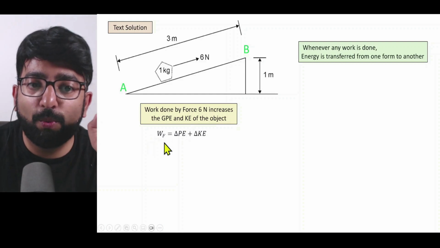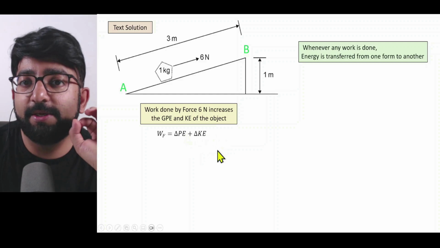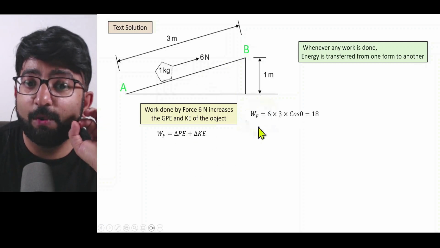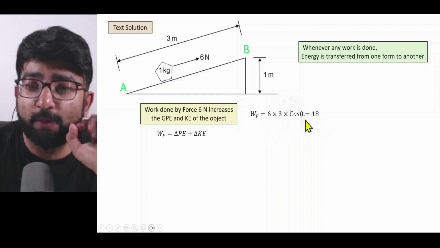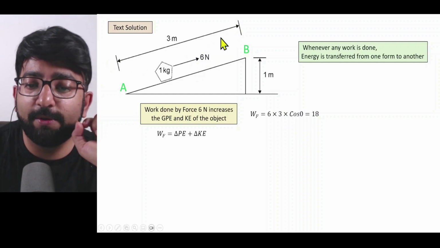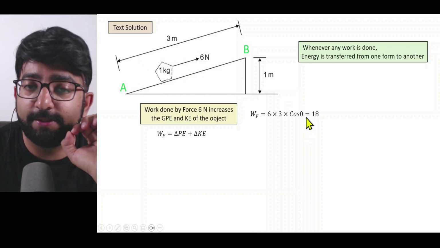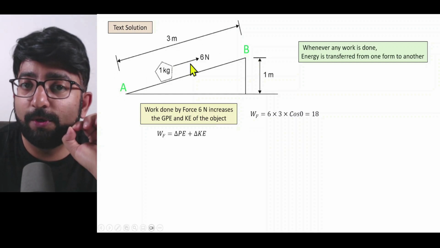And the expression becomes: the work done by the force will be equal to the change in potential energy plus the change in kinetic energy. Now the applied force is 6 newtons. So we need to figure out the work done by that force. We use the basic formula F into S into cos theta. Magnitude of force is 6 newtons, displacement is 3 meters, and the angle between the displacement and the force is 0 degrees. Because you can see in this image, A, B, and the force of 6 newtons are actually parallel to each other, which means the work done by the applied force comes out as 18.